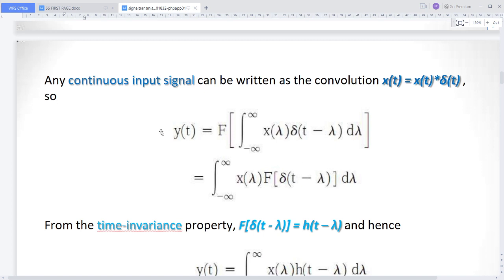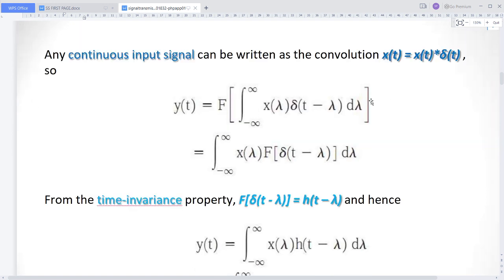So now we are having this, about continuous time. Any continuous input signal we can write in the convolution form. This thing we have studied in the third unit, the properties of the convolution also. So now we are going with the convolution. Now we can write the convolution of x of t. This is an input signal, x of t is equal to x of t convolved with the impulse signal, that is del of t.